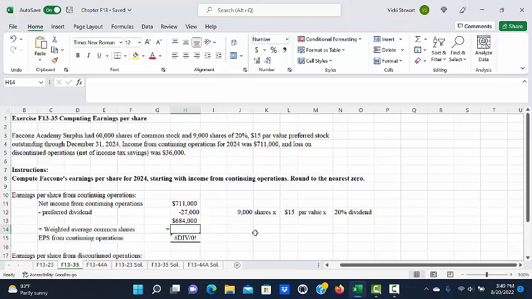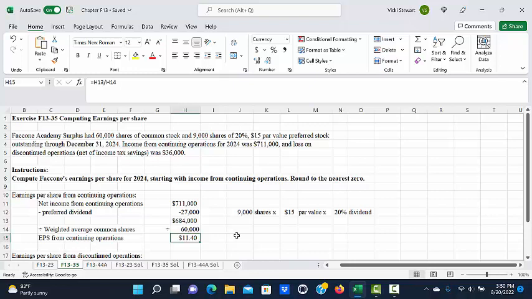So we divide that 684,000 by the weighted average number of common shares. The problem gave us 60,000 common shares outstanding. So we get earnings per share from continuing operations of $11.40.